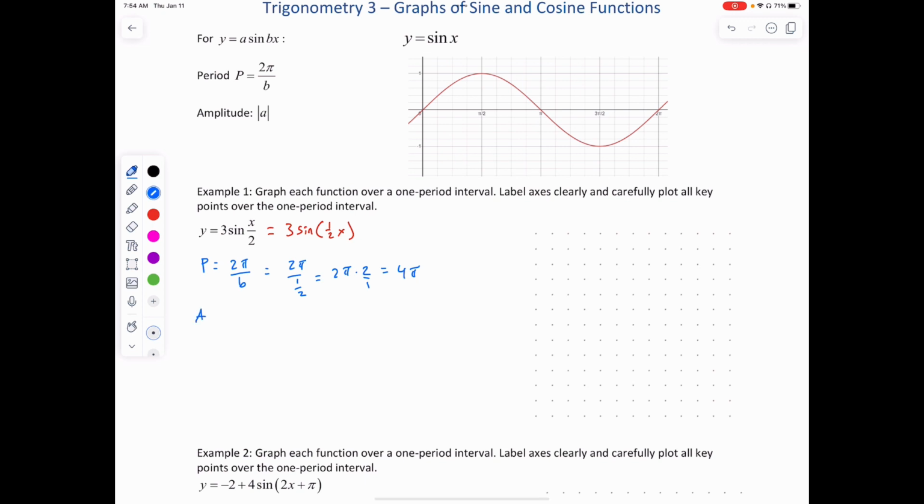And our amplitude is going to be the absolute value of 3, which is just going to be 3. It just means that if there's a negative here, that doesn't really affect what the amplitude is. It's a positive number. So I'm going to set up some axes. I'm going to need a y-axis. Going to need an x-axis.